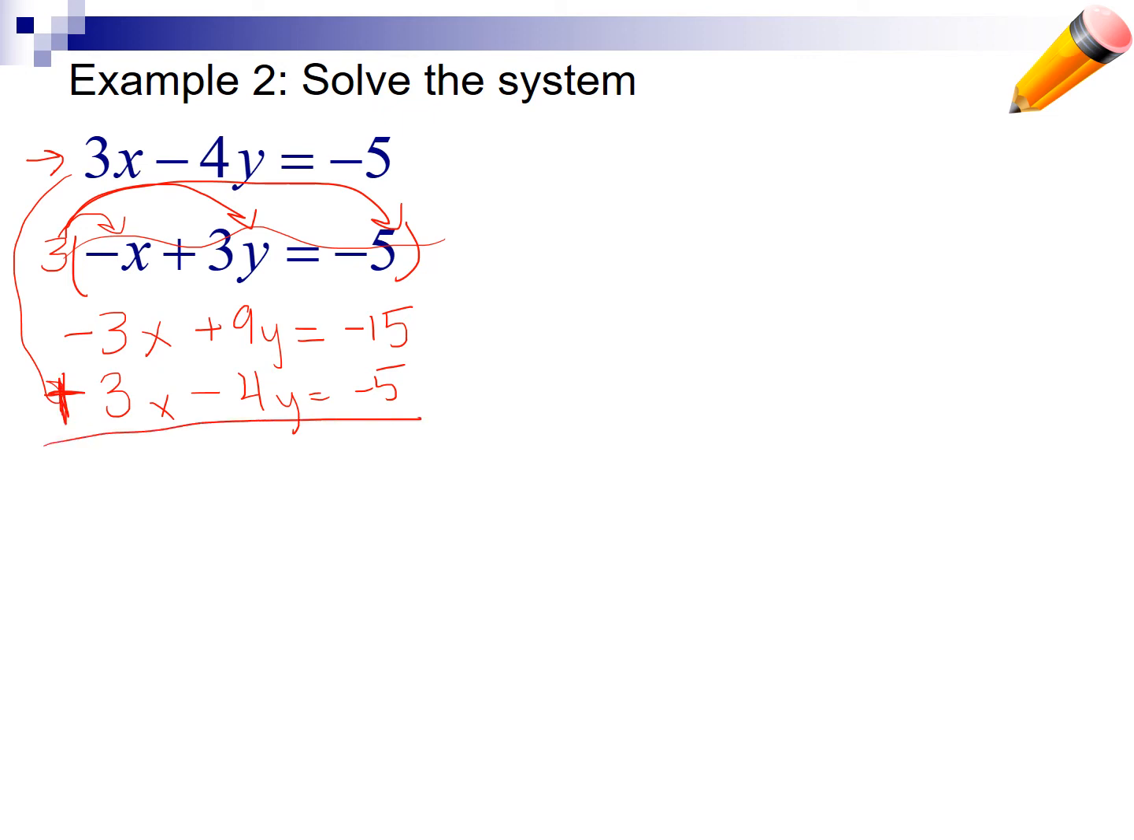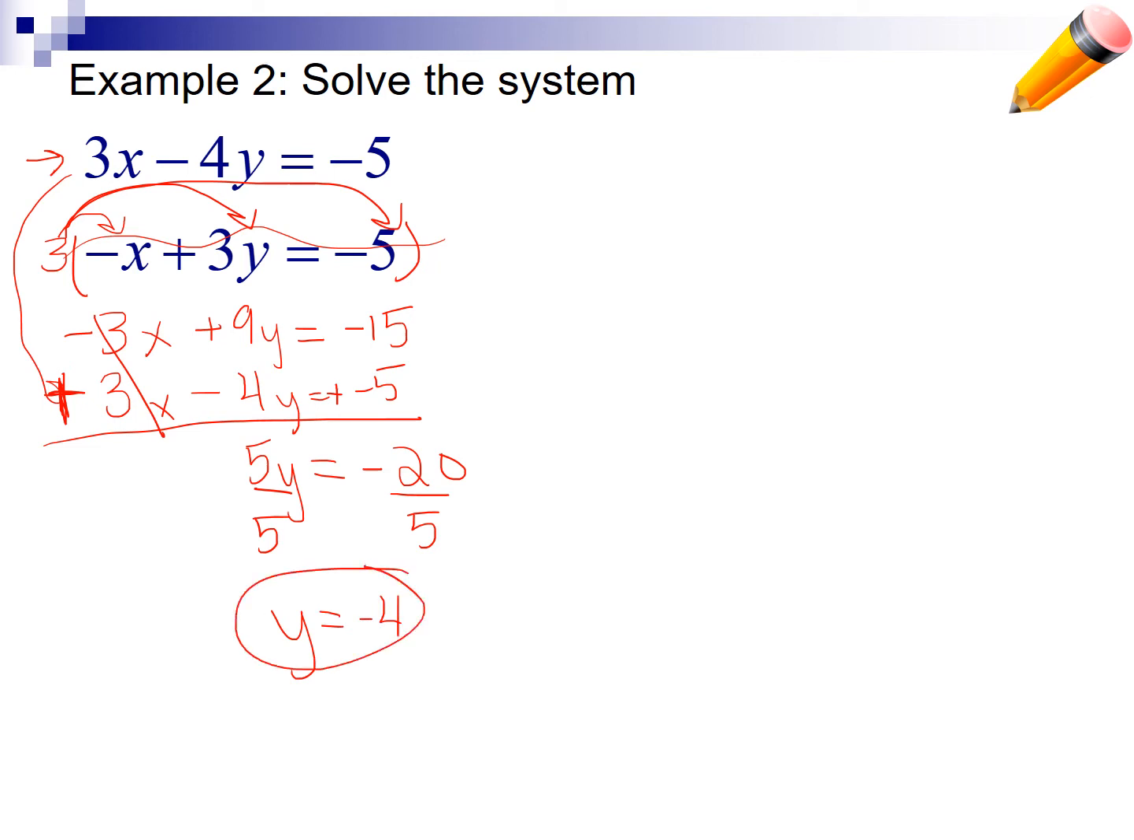3x plus negative 3x cancels. 9y minus 4y, or 9y plus negative 4y, is 5y. And a negative 15 plus a negative 5 is going to get me negative 20. Solve for y. Divide by 5. Y is equal to negative 4. Are we done? No, we're not done. We still need to solve for x. So I'm going to plug negative 4 back into, let's try our second equation that we started with. So negative x plus 3y is equal to negative 5.